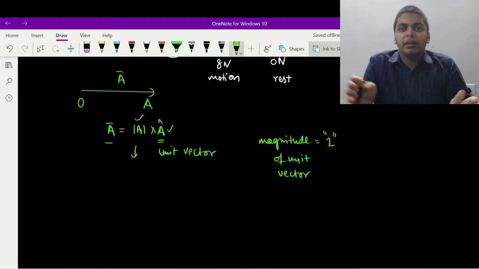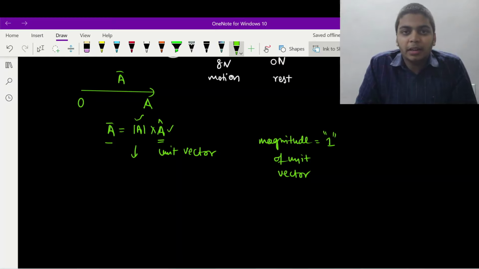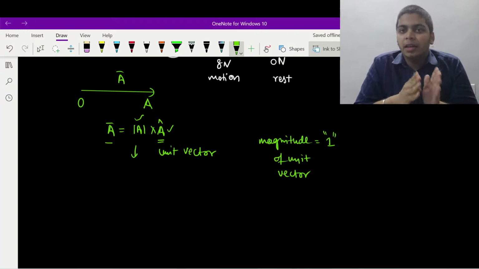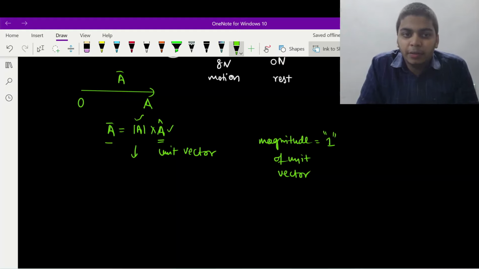Let us take a 15 centimeter scale, a regular scale. What is one single unit on it? 1 centimeter, right? Similarly, if you have a vector, and 1 unit of that vector is directed along the vector's direction, this is known as a unit vector, A cap.